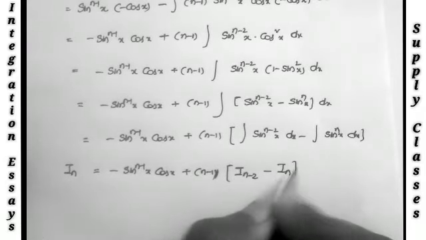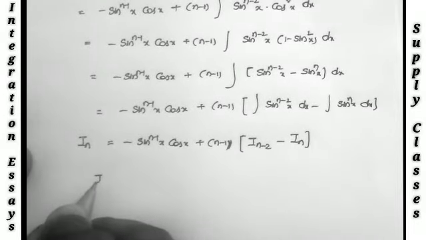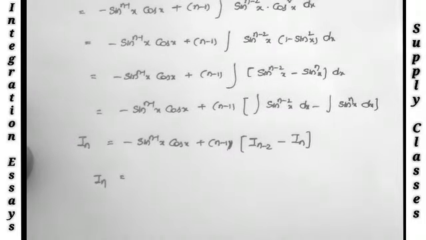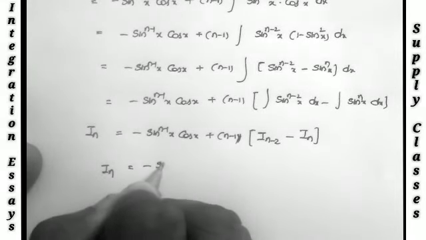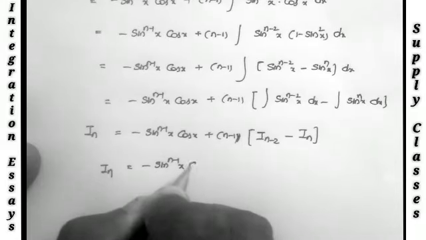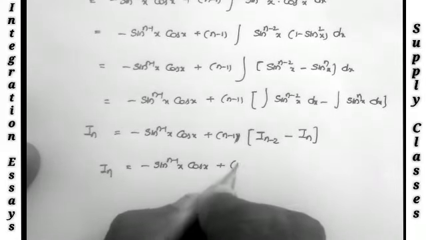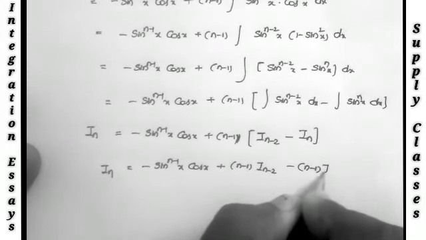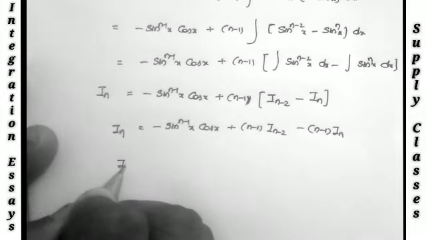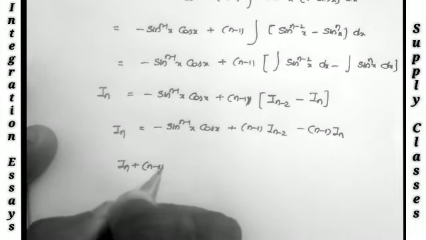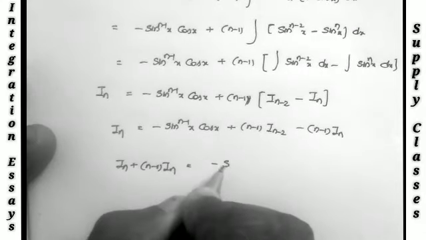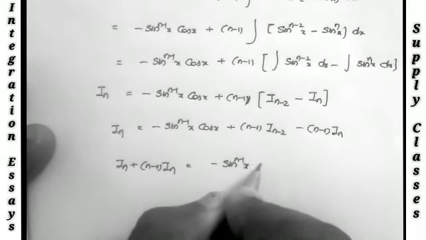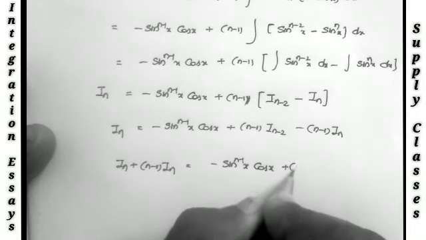Minus integral sin^n x is equal to I_n. Now this is equal to minus sin^(n-1) x cos x plus (n-1) I_(n-2) minus (n-1) I_n. Now writing this (n-1) I_n to this side, that becomes I_n plus (n-1) I_n is equal to minus sin^(n-1) x cos x plus (n-1) I_(n-2).